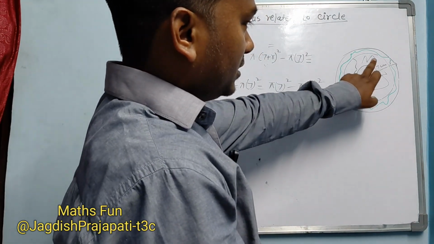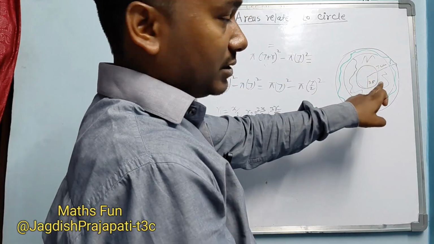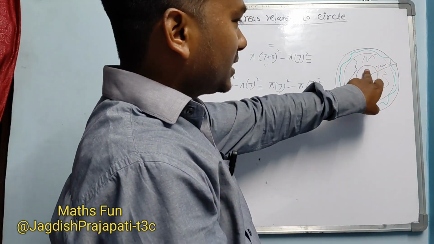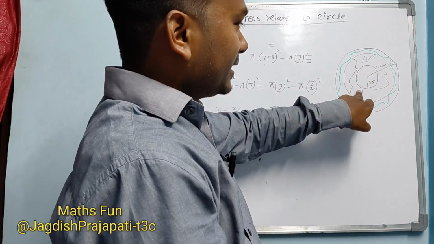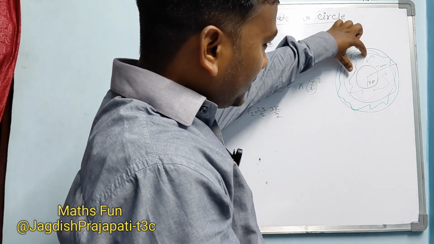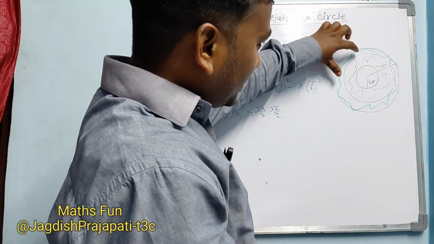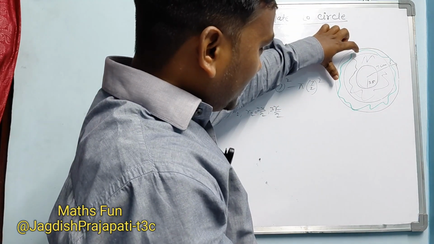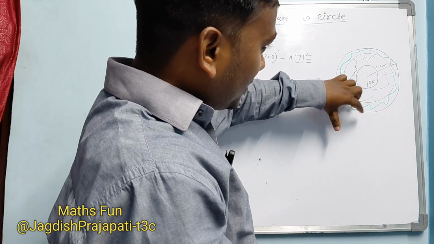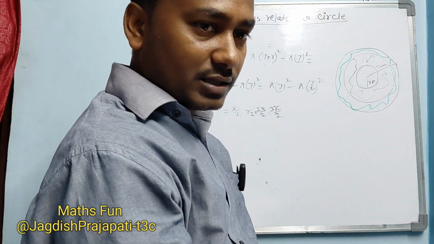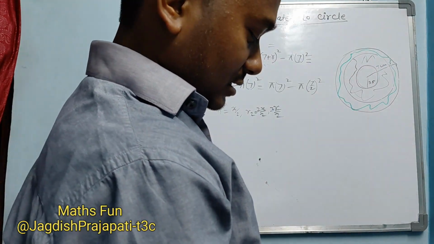This is one region, this is the second region, and this is the third region. In the first case the area will be the full circle. In the second case the area will be the area of this circle minus the area of this circle, and in the third case the area of this region will be the area of this circle minus the area of this circle. Then you can find the ratio.